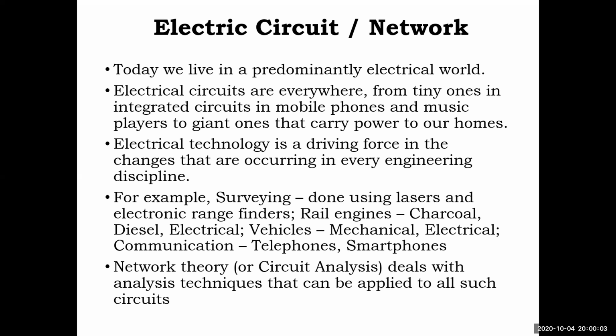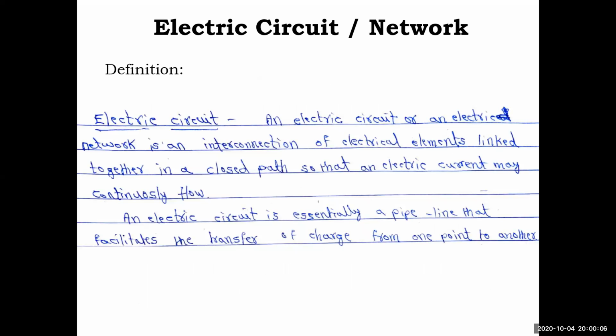Now if we define this, an electric circuit or an electric network is an interconnection of electrical elements linked together in a closed path so that an electric current may continuously flow, right? So there is a closed path. To give an analogy, you have to put water to your garden, right? There is a pipe you connect to the position where the water is available, and it should be poured to all the plants. In case there is a break in the path in between, you will not get the water to the destination. Same way, an electric circuit is a closed path, and it will have elements.